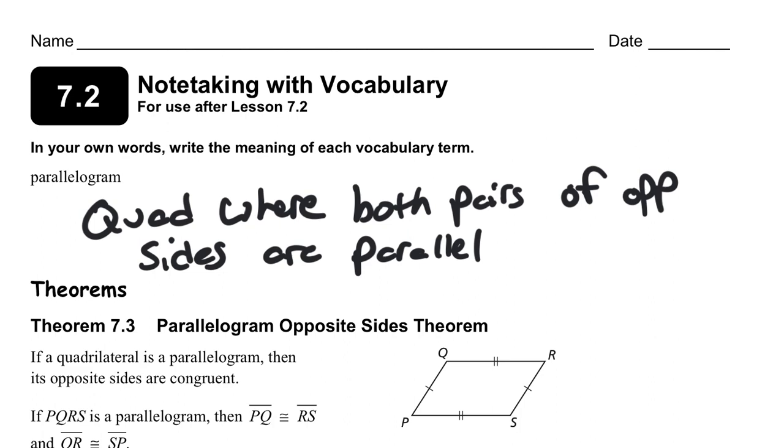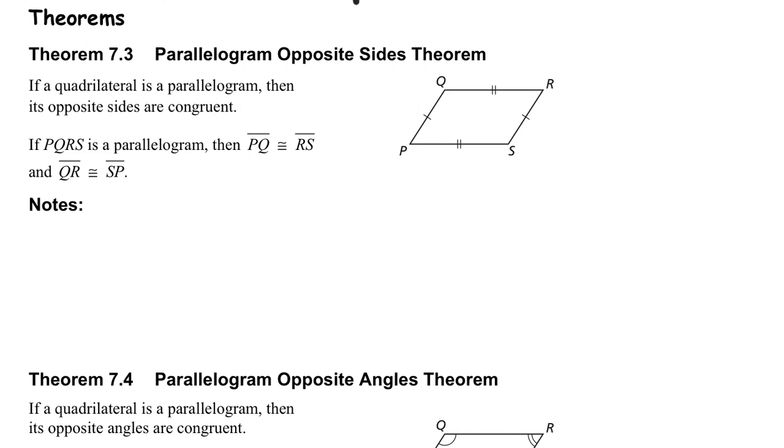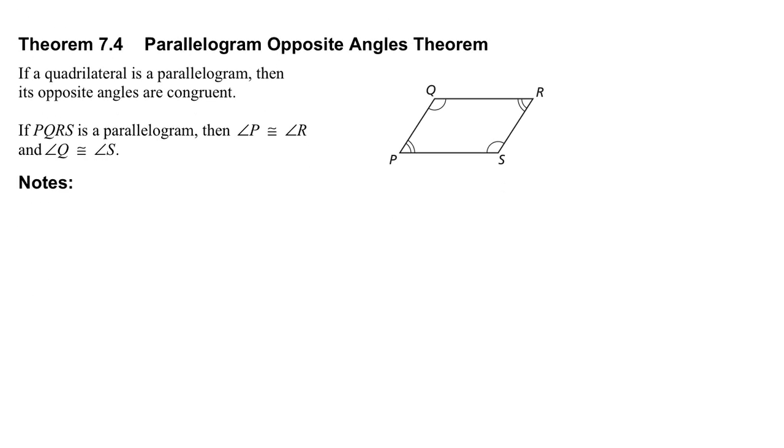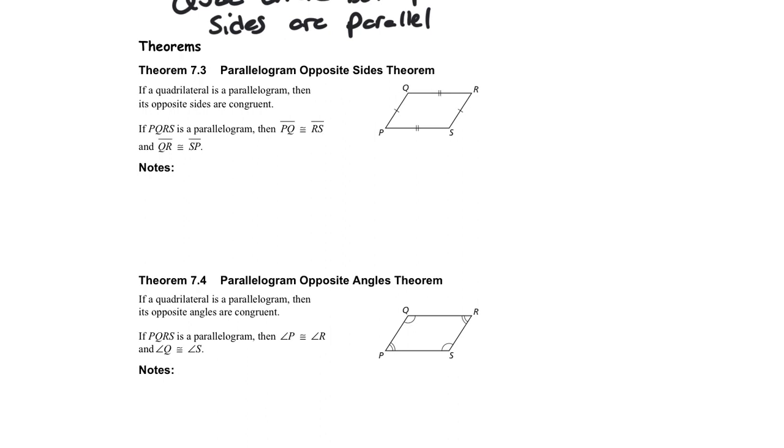Theorem 7.3 is called the parallelogram opposite sides theorem. I'm just going to read it and then we'll apply it later. It says if a quadrilateral is a parallelogram, then the opposite sides are congruent. So we can see that here. The parallelogram opposite angles theorem says if a quadrilateral is a parallelogram, then its opposite angles are congruent. So if you look at these two together, that means if we have a parallelogram, we know opposite sides are congruent and then opposite angles are congruent.